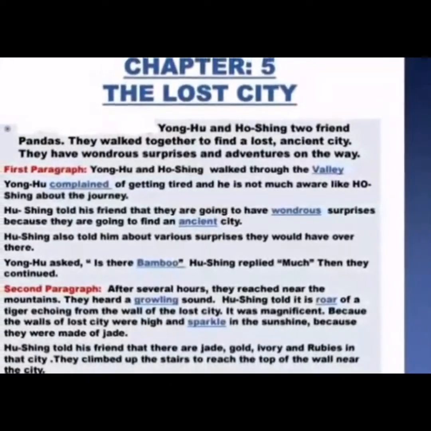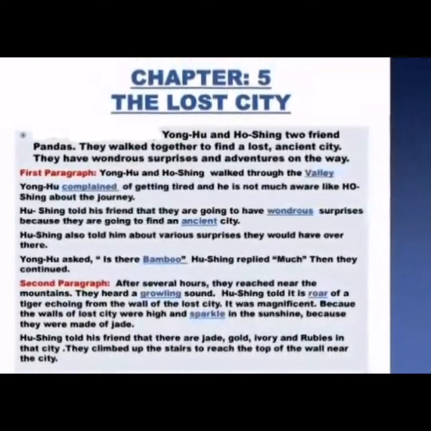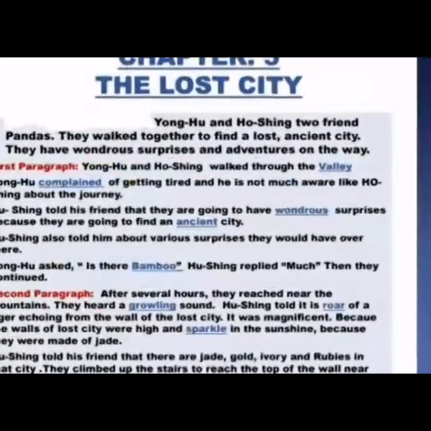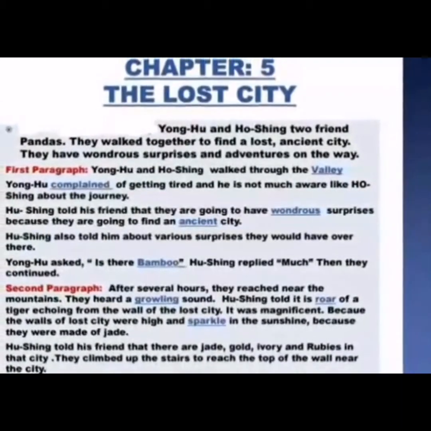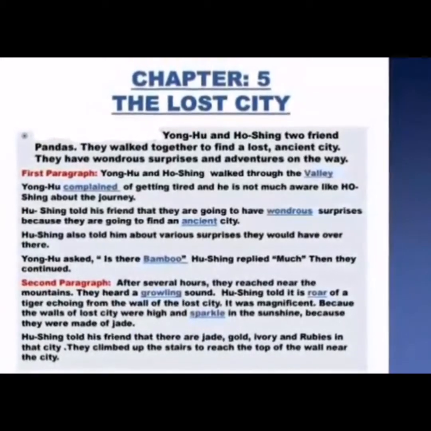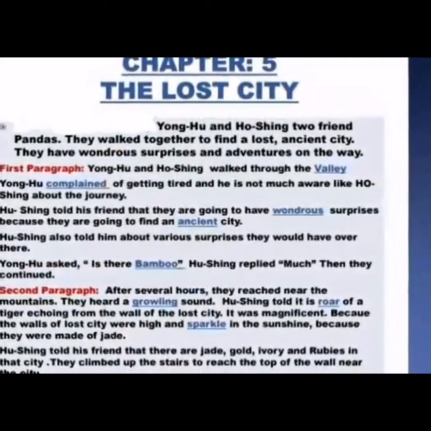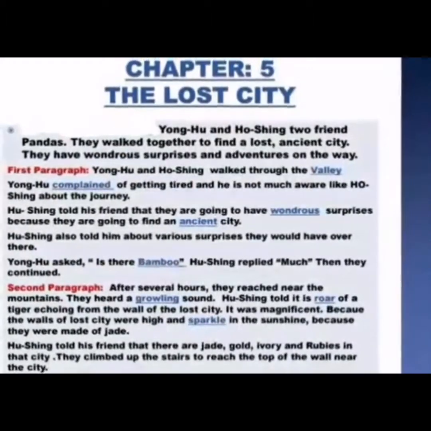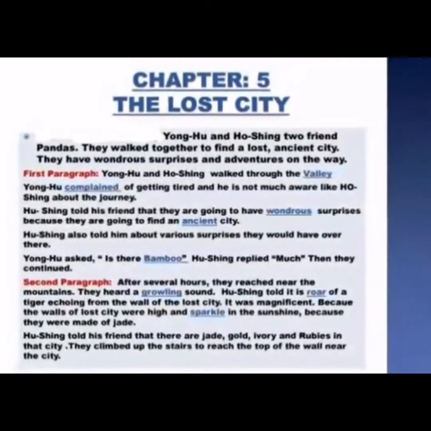Yonghu complained of getting tired and he is not as aware as Husheng about the journey. Husheng told his friend that they are going to have wondrous surprises as they are going to find an ancient city. Husheng is the wise panda. He told his friend about various surprises they would have over there.